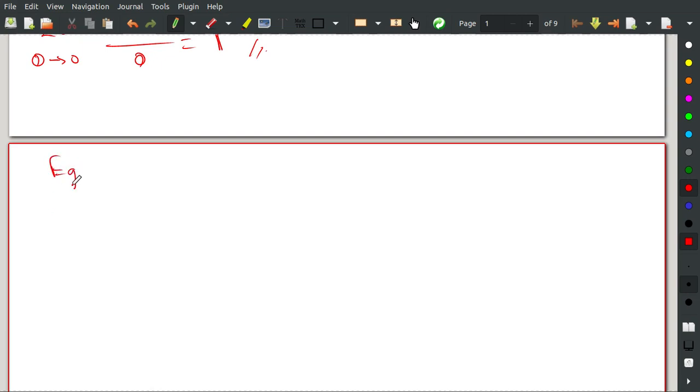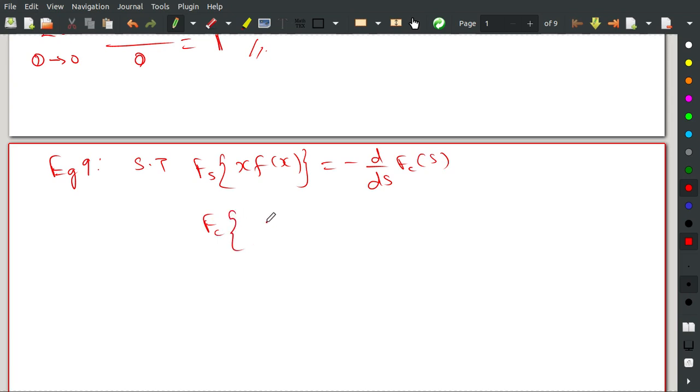It's example 9, and it says show that the Fourier sine transform of x f of x equals minus d by ds of the Fourier cosine transform of s, and the Fourier cosine transform of x f of x equals d by ds of the Fourier sine transform of s.